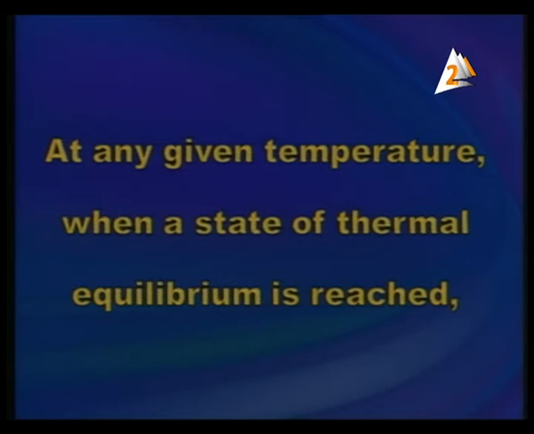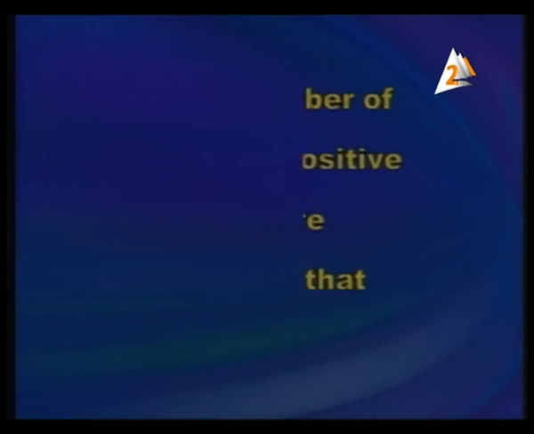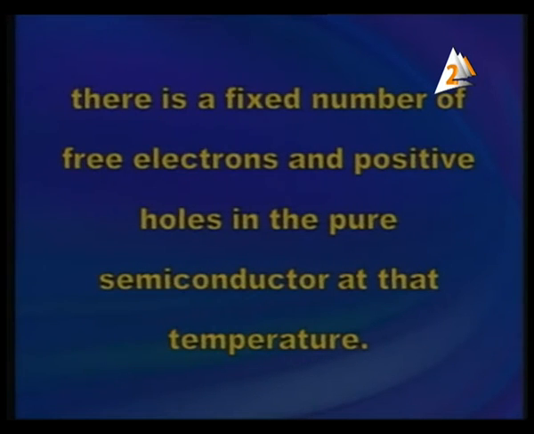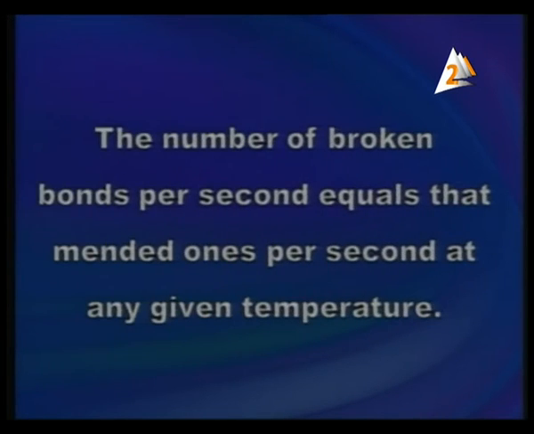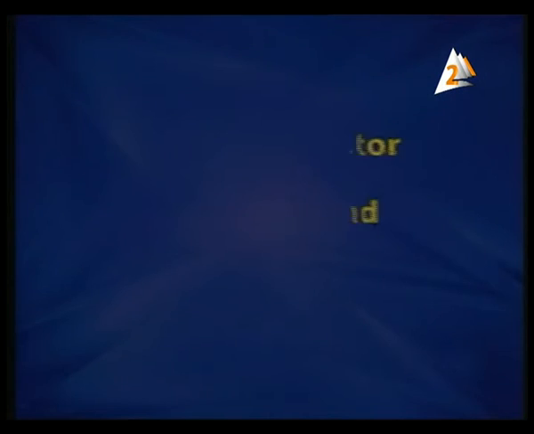Explain. At any given temperature, when a state of thermal equilibrium is reached, there is a fixed number of free electrons and positive holes in the pure semiconductor at that temperature. It's all easy for you. The number of broken bonds per second equals the mended bonds per second at any given temperature. This is a very important law, the mass action law.